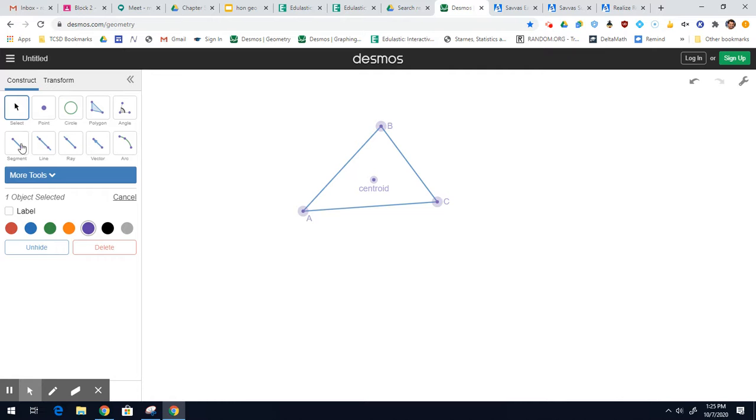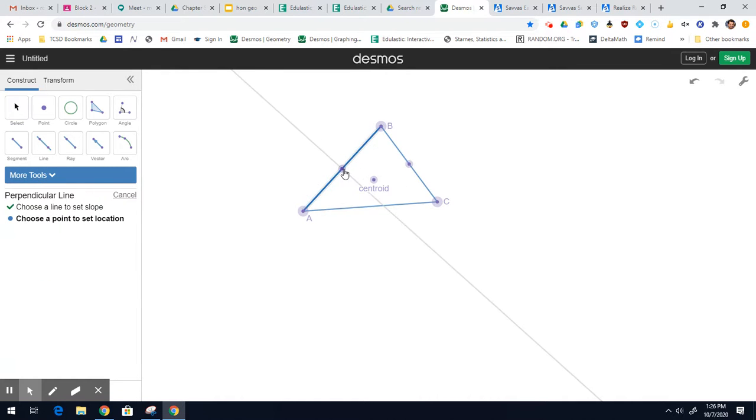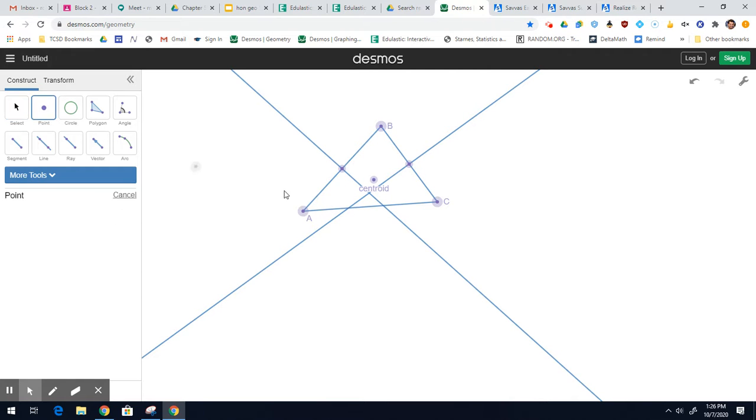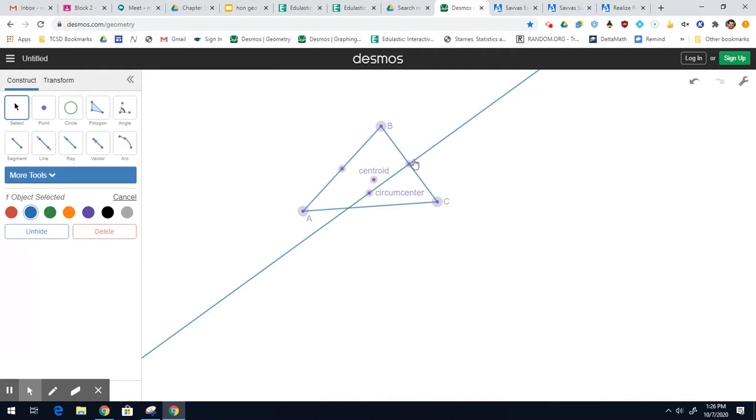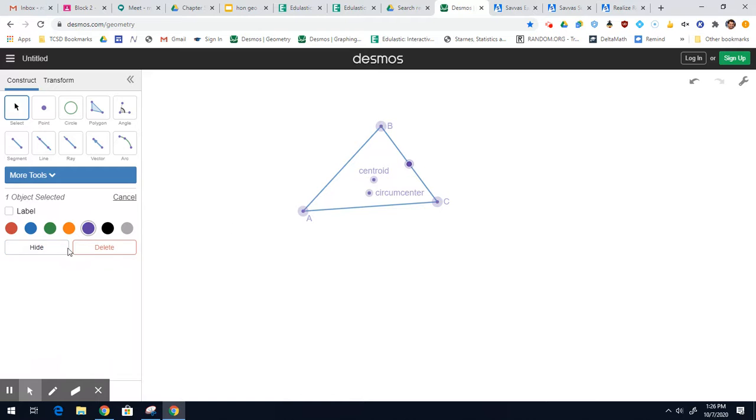So I'm going to, again, need midpoints of two sides. Let's do these two sides. Okay, just brought them back. And then I need perpendiculars. So perpendicular to this side through that point, to this side through that point. There we go. And that point right there is going to be called the circumcenter. Okay, nice. Again, I'm going to go ahead and hide these things. Let's hide that line, hide that line, hide the midpoints.